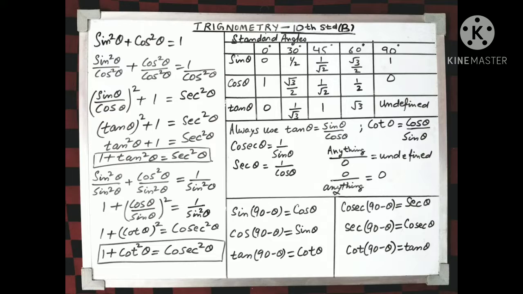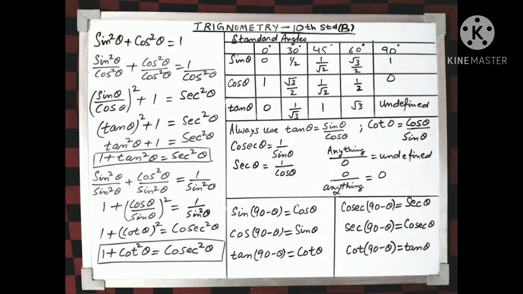See the first line, sin theta is equal to 0, half, 1 by root 2, root 3 by 2 and 1. This means sin 0 is equal to 0, sin 30 degree is equal to half, sin 45 degree is equal to 1 by root 2, sin 60 degree is equal to root 3 by 2 and sin 90 degree is equal to 1. Got it?